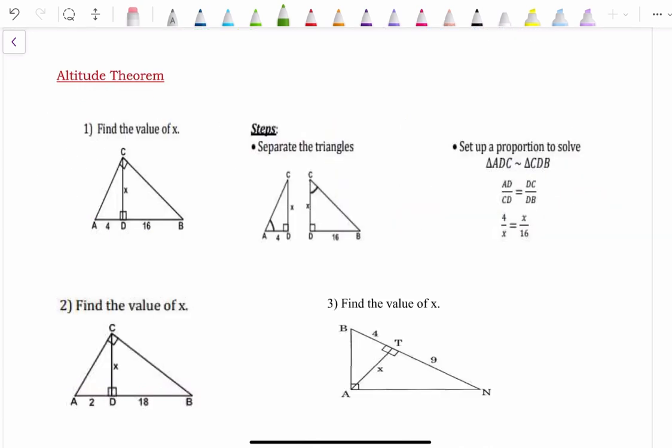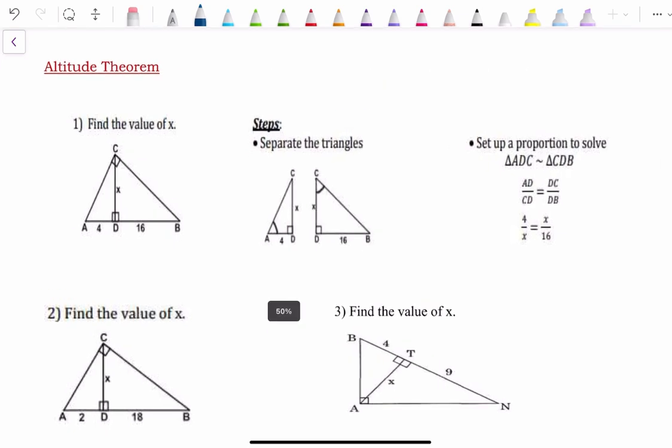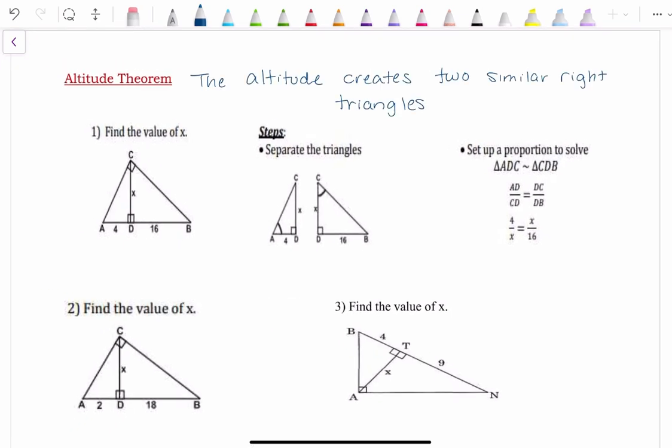Okay, next we have the altitude theorem. This is the theorem that says that the altitude creates two similar right triangles. Now, we haven't learned about similarity yet, so don't stress too much about the definition of what similar means. It pretty much just means that the triangles are like the same shape, but maybe a little different size.